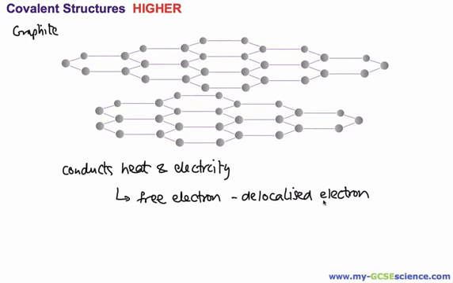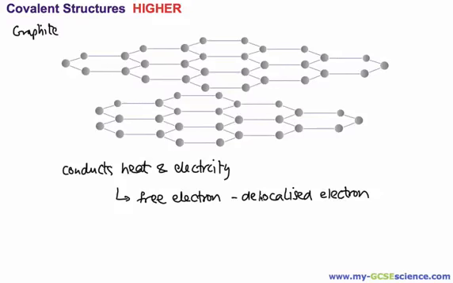Not only can it conduct electricity, but these electrons can contribute to the graphite being able to conduct heat, because when heat is applied to some graphite, these electrons can move around more vigorously because of that heat energy given to it, and they can then bang into neighbors and pass on that heat energy, as explained in a previous video on conduction.